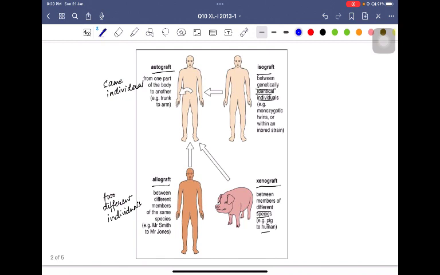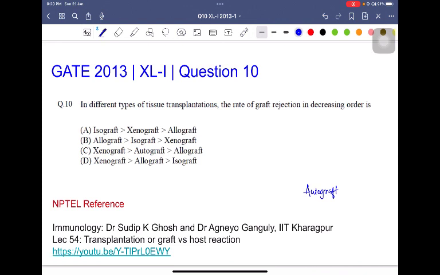Now, this will be followed by isograft, because isograft is between two genetically identical individuals. There can also be graft rejection between genetically identical individuals in case they do not have the same minor histocompatibility antigens, but the chances are pretty low. So higher than autograft will be isograft.